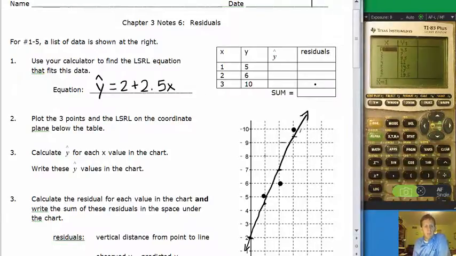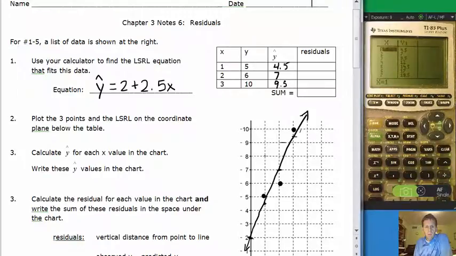We're on to step 3. It says calculate y hat for each x value in the chart. Write these y hat values in the chart. You can see based on our table here that when we plug in 1 for x, 2 plus 2.5 times 1 is equal to 4.5. And just using the table feature on your calculator, you can find the values when x equals 2 and when x is equal to 3.